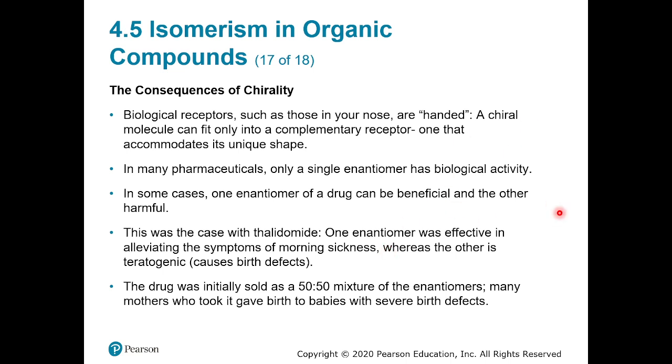So in the case of thalidomide, one enantiomer was effective in alleviating symptoms of morning sickness. The other enantiomer is actually teratogenic, meaning it causes birth defects. So if you give people one enantiomer, it helps with morning sickness. The other enantiomer causes mutation in the baby, possibly killing it. The drug was initially sold as a 50-50 mixture of the enantiomers. Many mothers who took it then gave birth to babies with severe defects. And so why is this stuff important? Because it literally has life and death consequences.